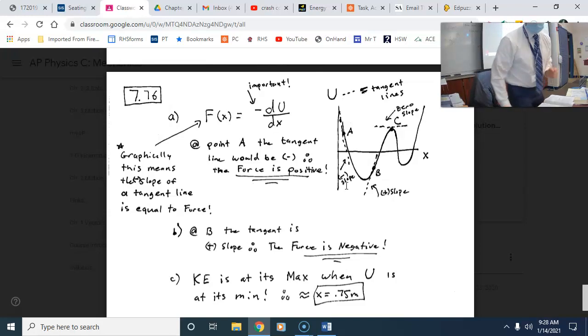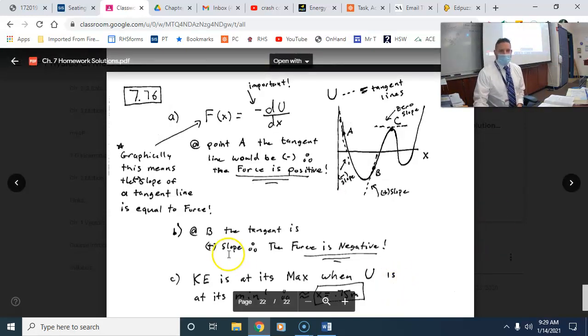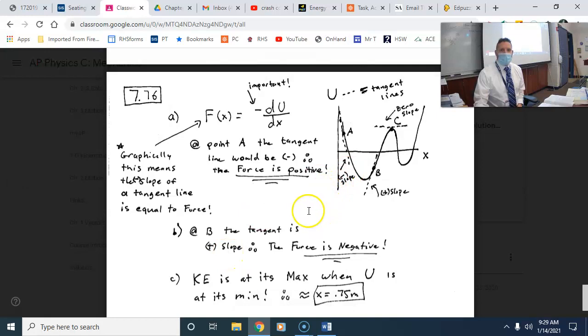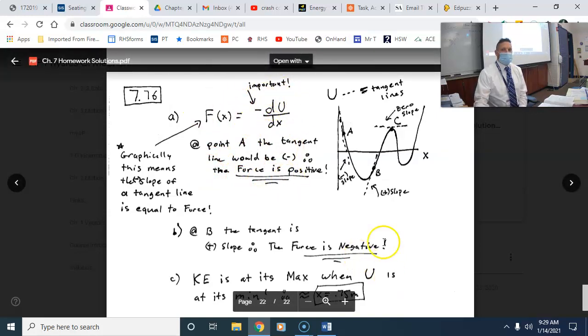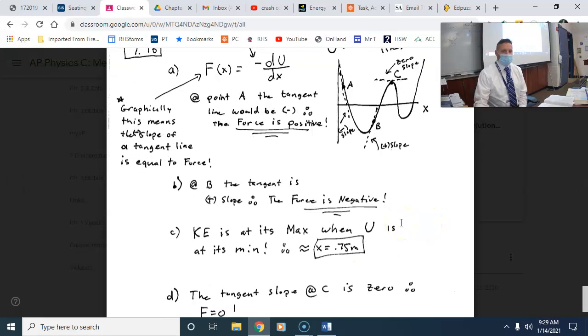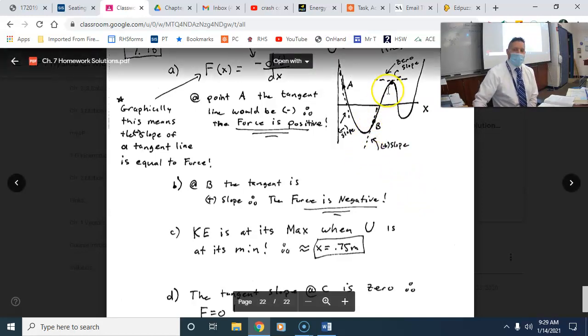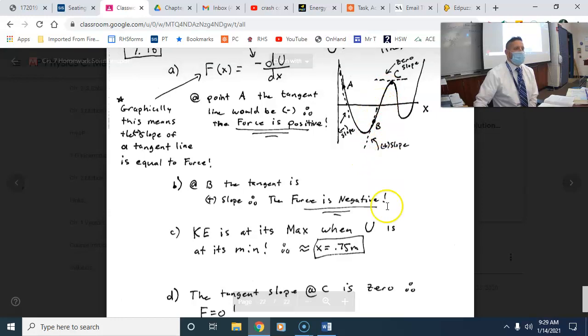So for answer A, just have it summed up right there. The tangent line would be negative, therefore the force is positive due to that fact right there. All right. Part B. Same question, but just at point B. At point B, the tangent line would be an upward positive slope. So the negative derivative would be flipping that, and it would be negative. The force would be negative.